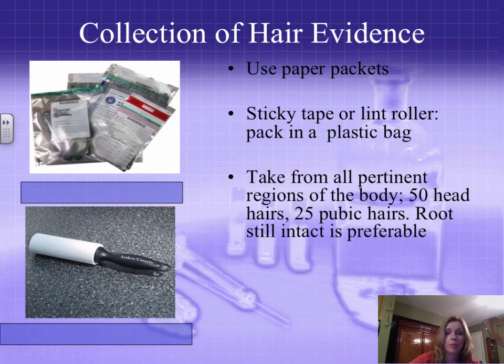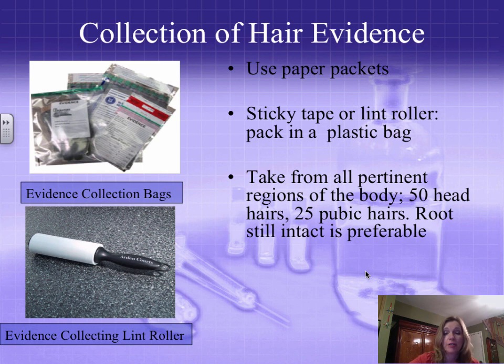And the hair will go in paper packets. And if you collect with sticky tape or a lint roller, you can just pack the whole thing in a plastic bag. If the hair is stuck to an item, if possible, you can put that item right in the plastic bag. And when you're collecting hair from a suspect or a victim or somebody else you need to rule out from the crime scene, you take from the pertinent regions of the body, depending on what the crime was, 50 head hairs. If there was a sexual assault involved, then you would take pubic hairs, and you would take about 25. And you want to take them with the root intact if possible.